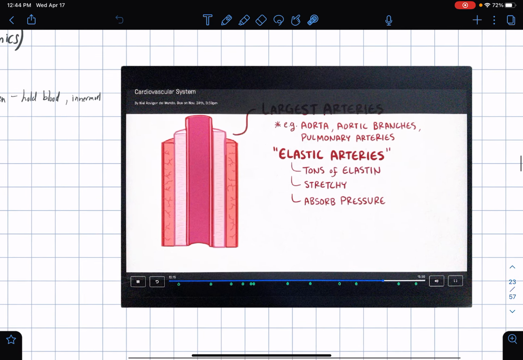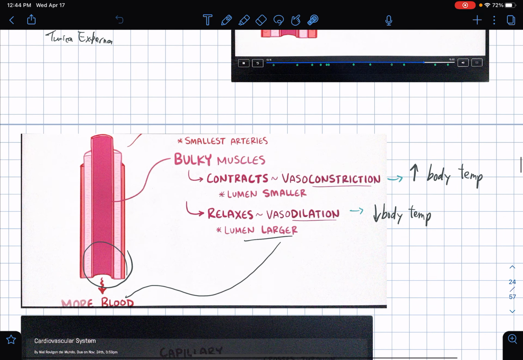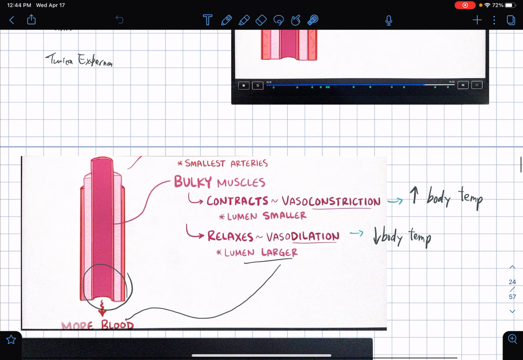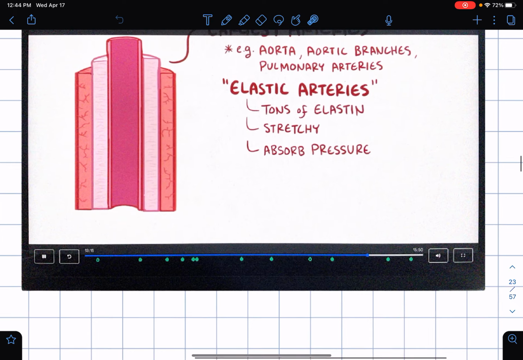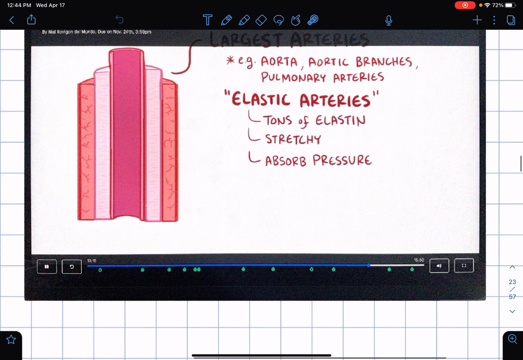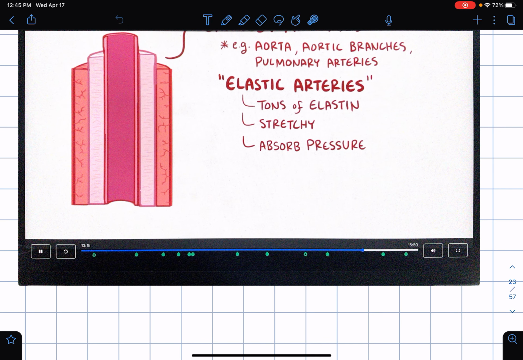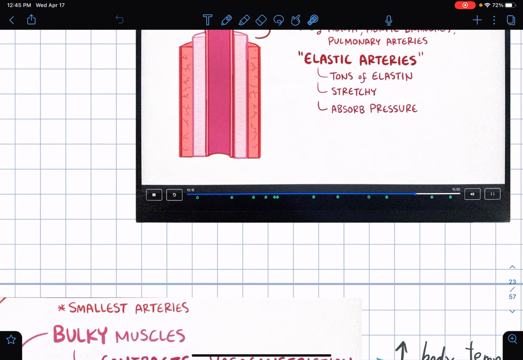Okay. So, where are we? So the largest arteries, in other words, the aorta, aortic branches, and pulmonary arteries. Elastic arteries, from the word elastic, they're stretchy. I haven't known this before, but they absorb pressure. And of course, from the word elastic, they have elastin, a lot of it.